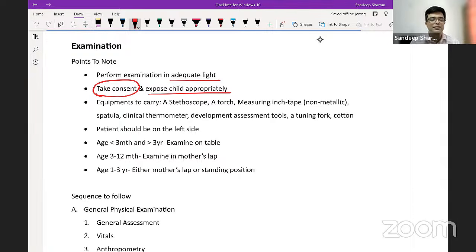Not that while you're taking the history, you ask the parents to remove all the garments of the child, and the child is naked on the bed for the next 20 minutes. That is wrong. That is unethical, and that is something you should avoid. If somebody sees it, the parents will be irritated, the child will be irritated, and if an examiner sees it, you're going to get negative credit for that.